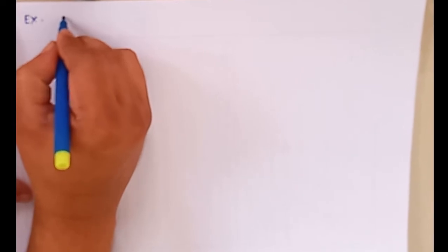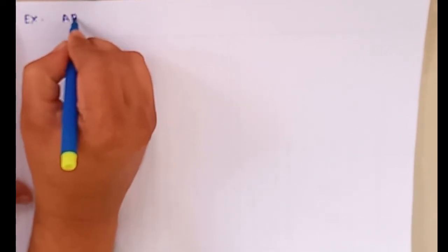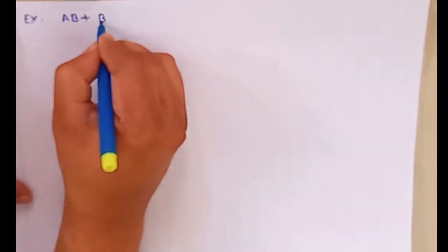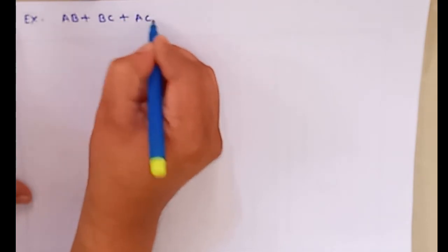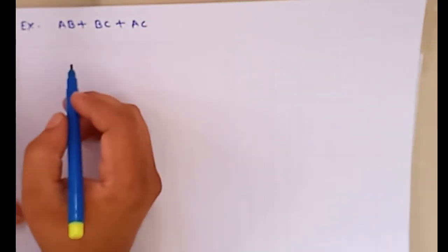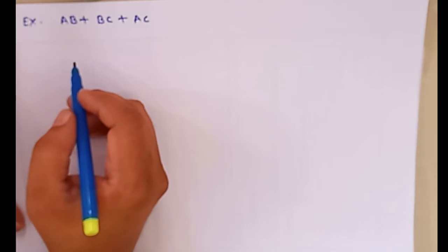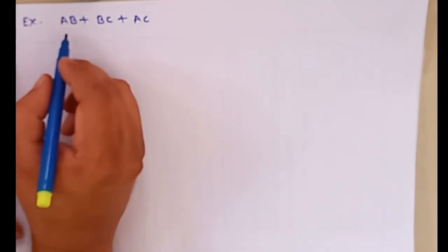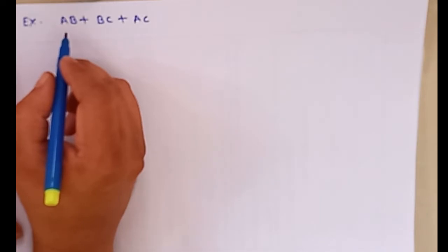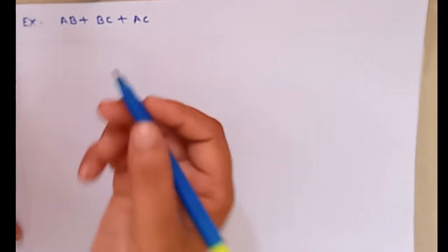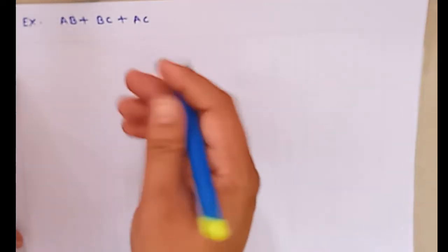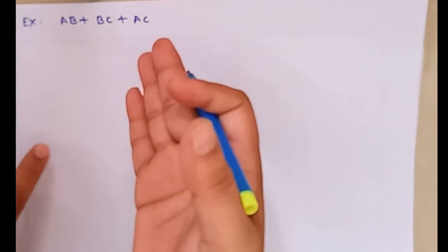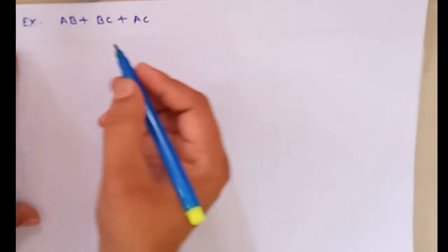Let us consider one more example. Suppose the example is given as AB plus BC plus AC. So this is the second example. Now the first step is to find the missing literal in each product term. Before that we have to identify whether the equation is in standard form or non-standard form.